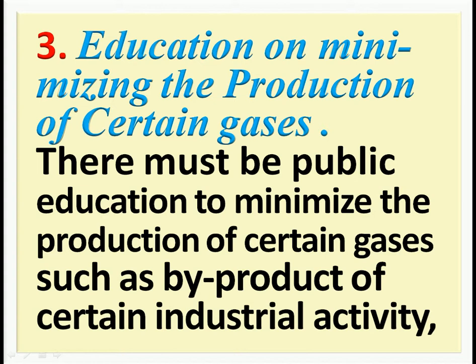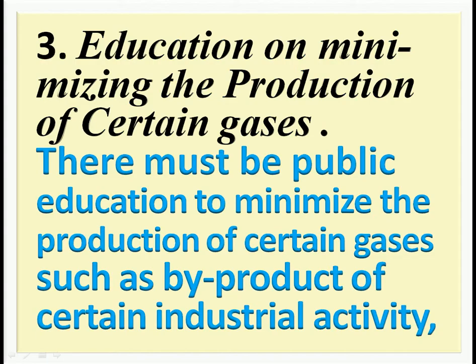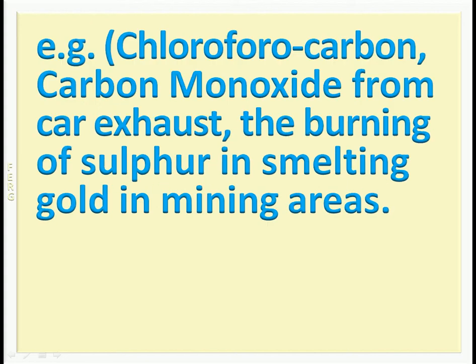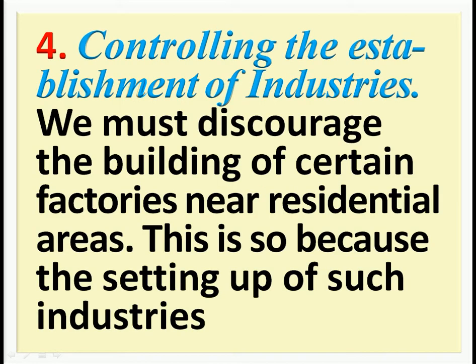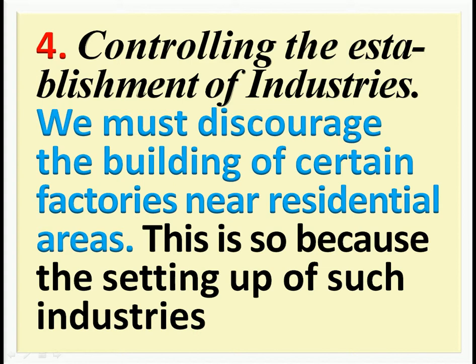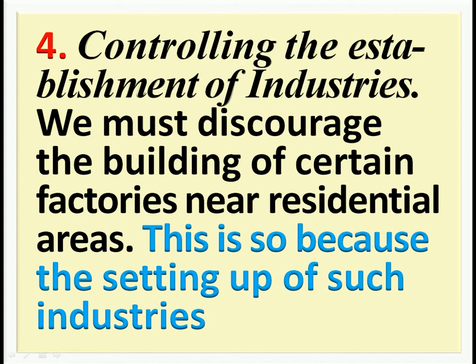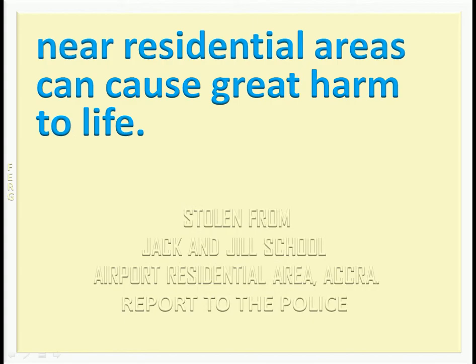3. Education on minimizing the production of certain gases. There must be public education to minimize the production of certain gases, such as byproducts of certain industrial activity, for example chlorofluorocarbon, carbon monoxide from car exhaust, the burning of sulfur in smelting gold in mining areas. 4. Controlling the establishment of industries. We must discourage the building of certain factories near residential areas. This is so because the setting up of such industries near residential areas can cause great harm to life.